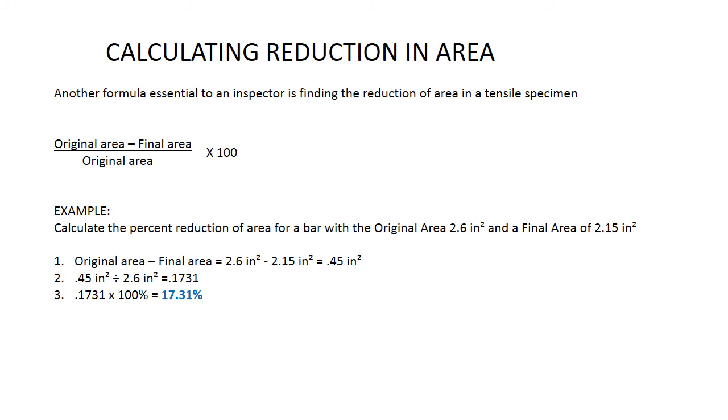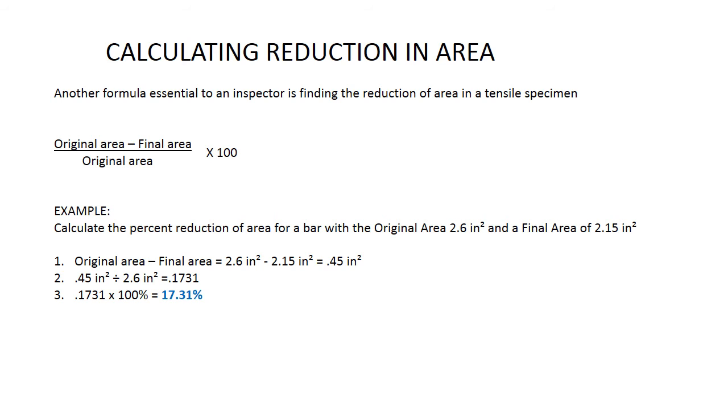So original area minus final area equals 2.6 inch squared minus 2.15 inch squared equals 0.45 inch squared. Then you take 0.45 inch squared divided by 2.6 inch squared equals 0.1731. Then you take 0.1731 times 100 equals 17.31%.